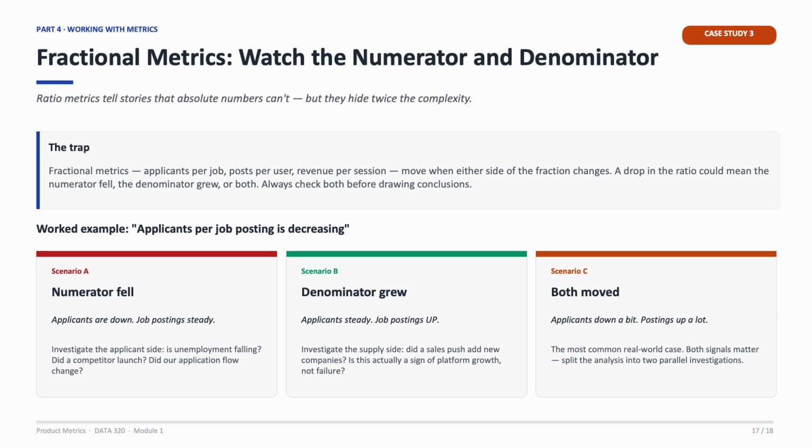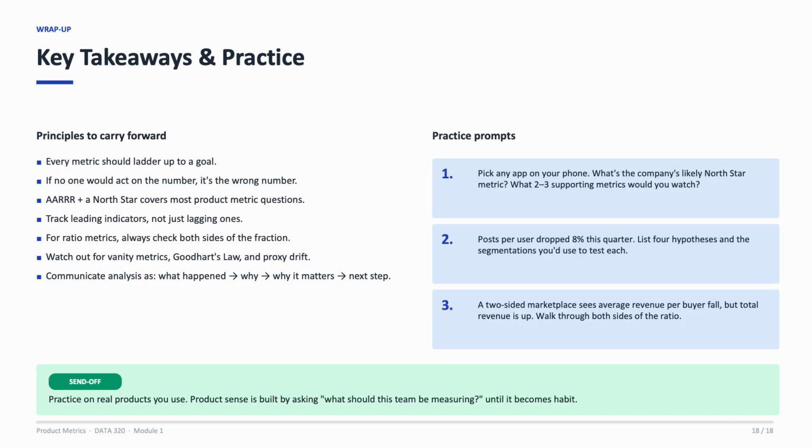Okay, so we discussed a lot. Now let's bring everything together. Here are some key takeaways. There are 7 principles to carry forward. The first one, every metric should ladder up to a goal. If no one can act on a number, it's the wrong number. One metric does not cover most product metric questions, and you need to track leading indicators, not just lagging ones.